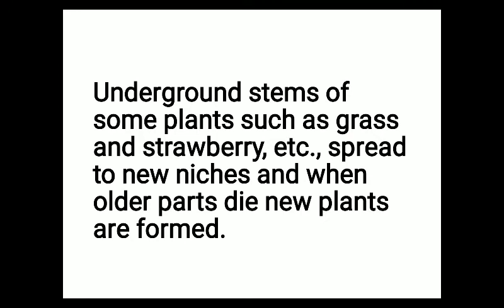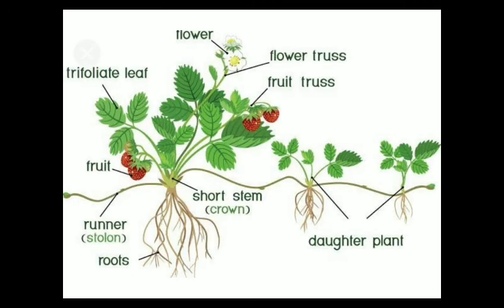So what happened? This is a diagram of a strawberry plant. The underground stem of this strawberry plant, here you can see, grows to some nearby area, and from this underground stem a new daughter plant will be produced. Again it will go here and a new daughter plant will be produced here also. So in this diagram you can see the modification of stem which will help in vegetative propagation, which will help in producing new plants.